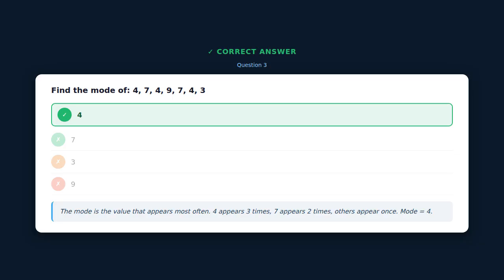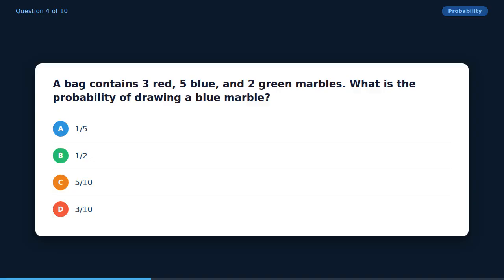Question 4 of 10. A bag contains 3 red, 5 blue, and 2 green marbles. What is the probability of drawing a blue marble? Option A, 1/5. Option B, 1/2. Option C, 5 out of 10. Option D, 3 out of 10. Take a moment. The correct answer is B, 1/2.